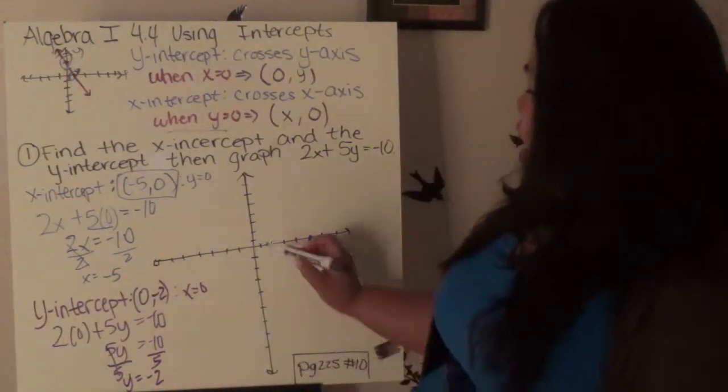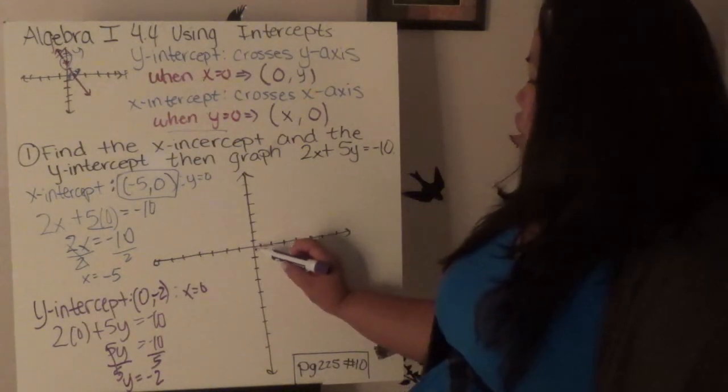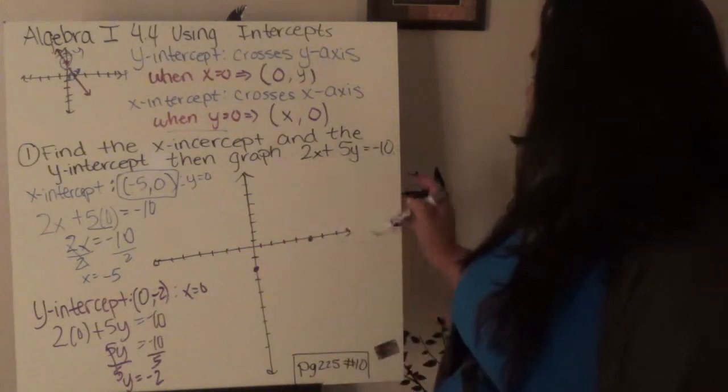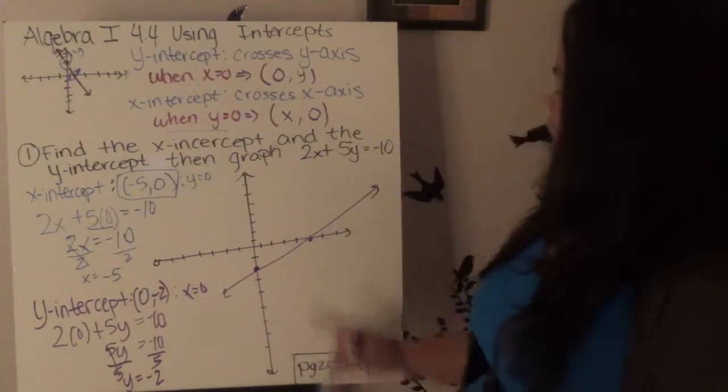So when I graph, I'm not going to move left and right because my x is still 0, and I'm going to go down 2. So this is my intercept. So the graph of this line is just to connect the two intercepts. And that is the graph.